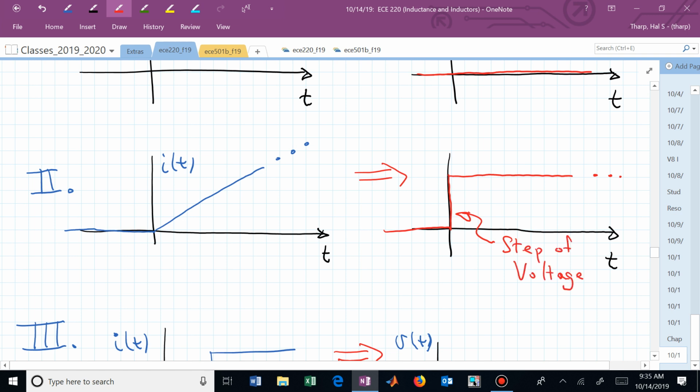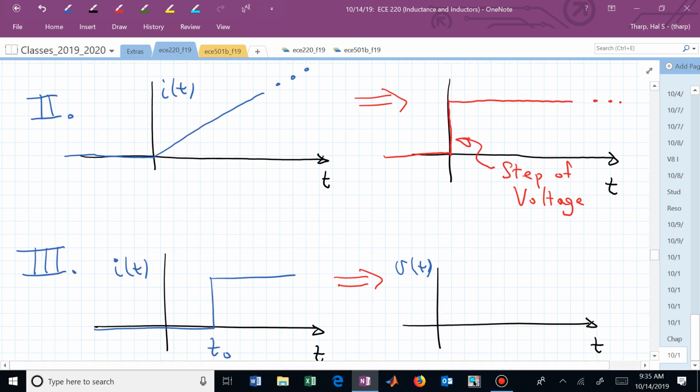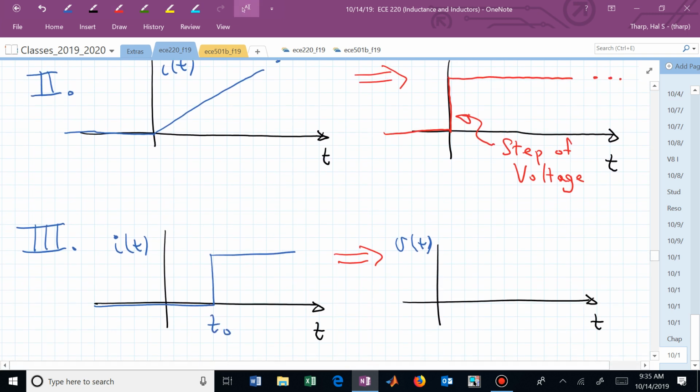Which we really don't want to have if that was current. We wouldn't want to instantaneously change current. Then we would be saying, well, I'm getting ahead of myself. So let's look at the next case. How would we display the voltage, V of t?